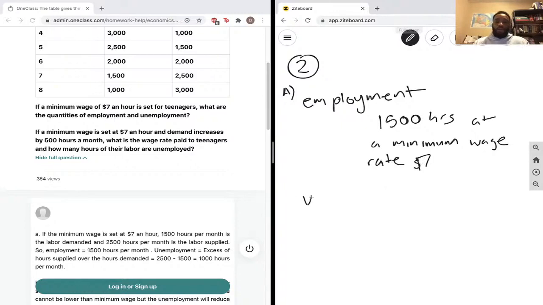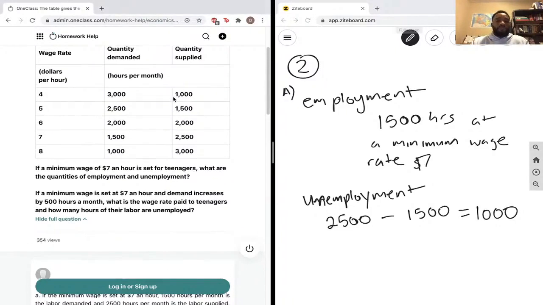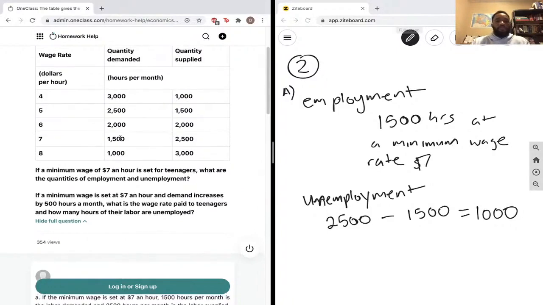and unemployment would be the labor hours supplied minus the labor hours demanded. In this case, it's 2,500 minus 1,500, which is equal to 1,000. Because there's 1,000 left over from this graph, so 2,500 minus 1,500, that would be our unemployment in terms of hours. So this is hours.